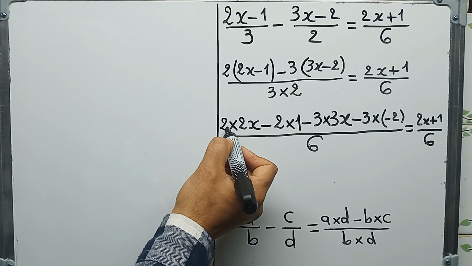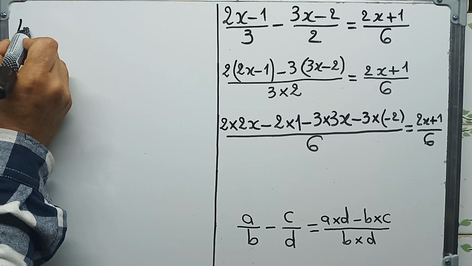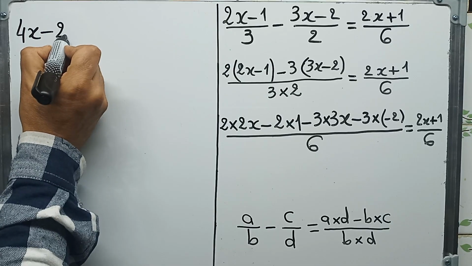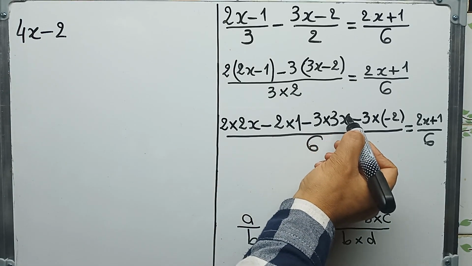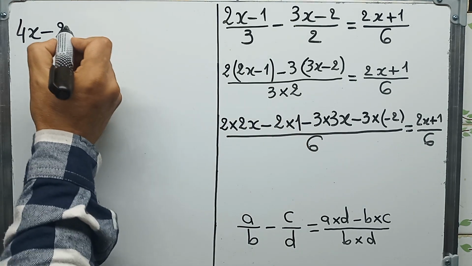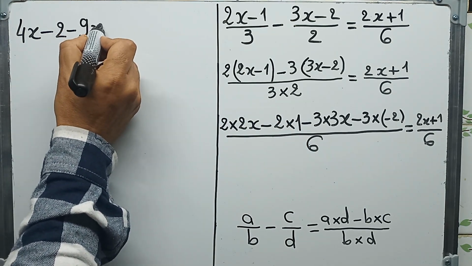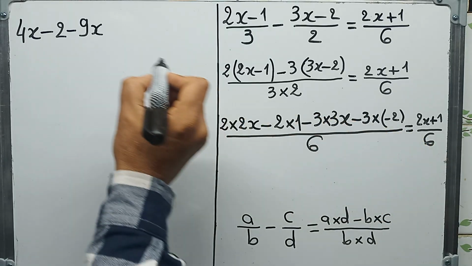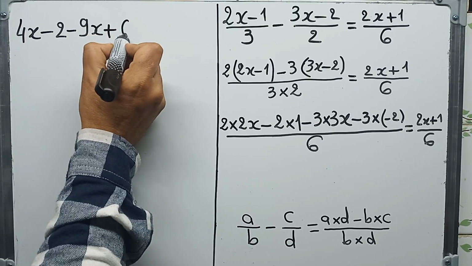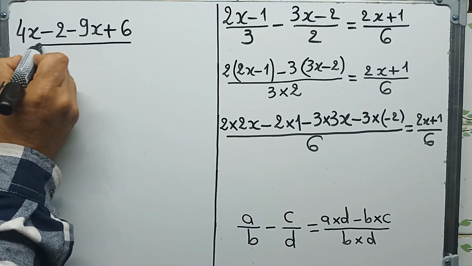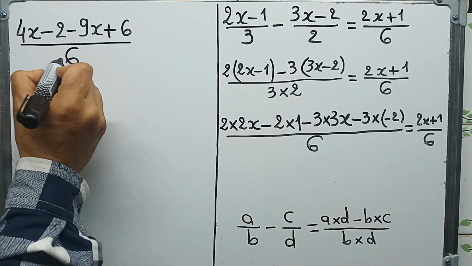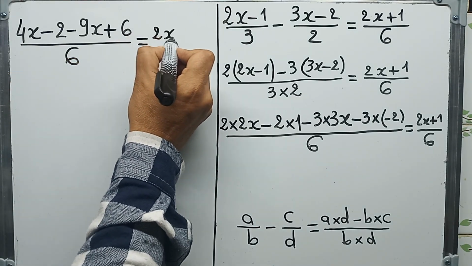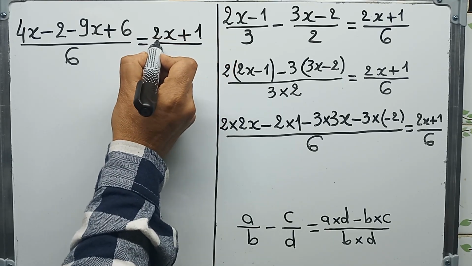And we continue. 2 times 2x is 4x, minus 2 times 1, minus 2, minus 3 times 3x, 3 times 3 is 9, with a minus, minus 9x, and minus 3 times minus 2, minus with minus is plus, so it's plus 6, over 6, equals (2x plus 1) over 6.